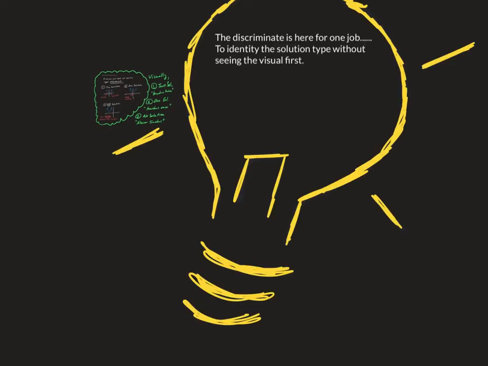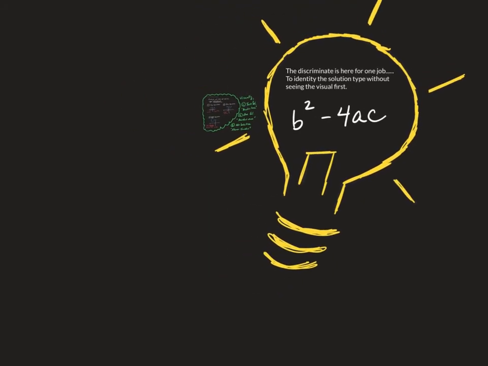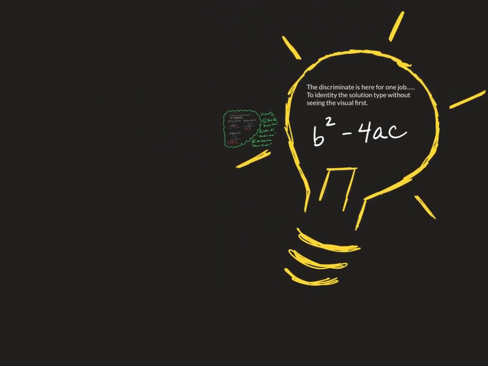So the discriminant is here for one job: to identify the solution type without seeing the visuals first. And when we say discriminant, the discriminant is when you raise b to the second power minus 4 times a times c. That is your discriminant. All right, so this is actually easier than you may think, but you gotta make sure we know the rule first, right? The rules are gonna let us know something.